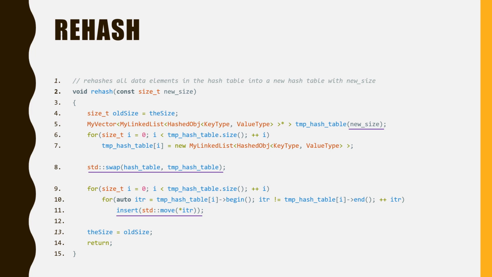Finally, we will perform rehashing on each record with lines 9 through 11. Essentially, each record from the old hash table is inserted into the new hash table. Here, we use the move function to convert the record into R value, such that the rehashing will not incur additional memory usage.